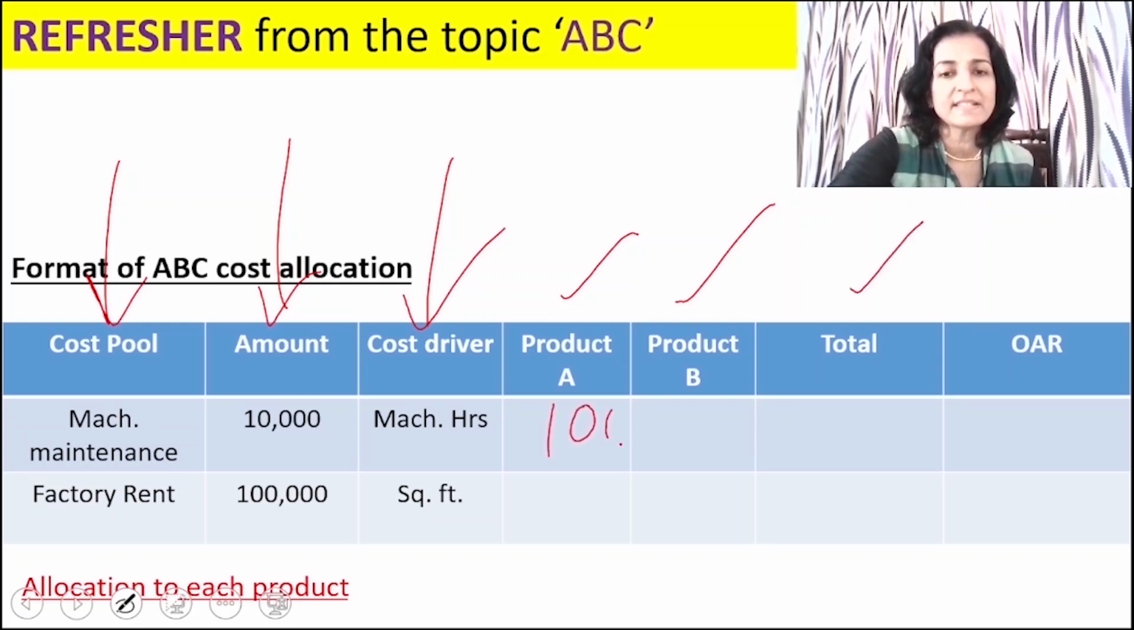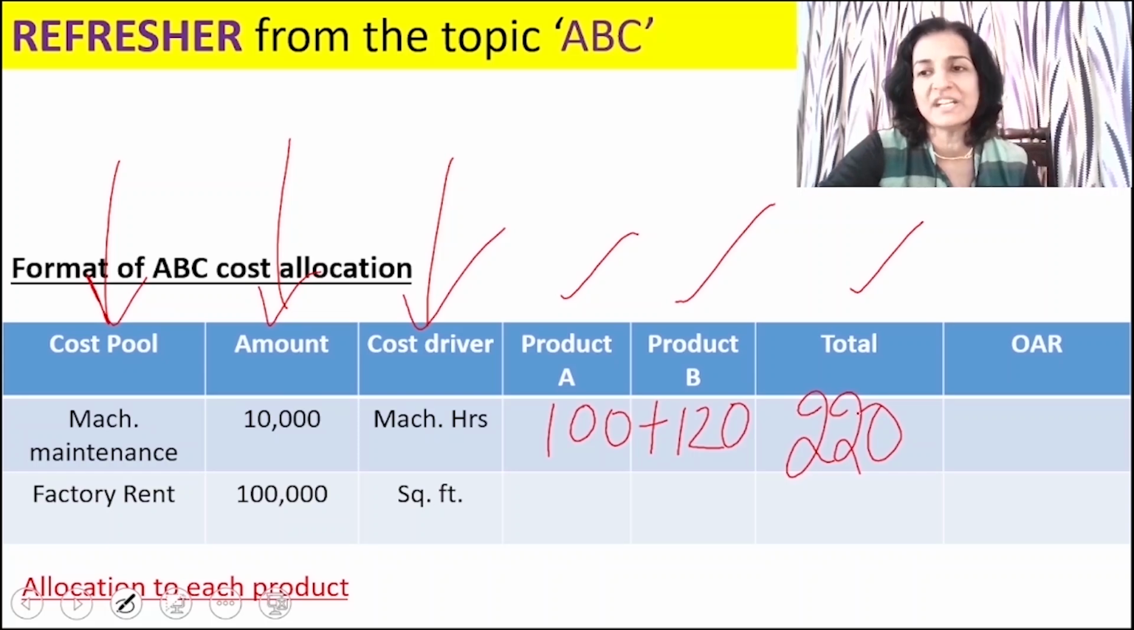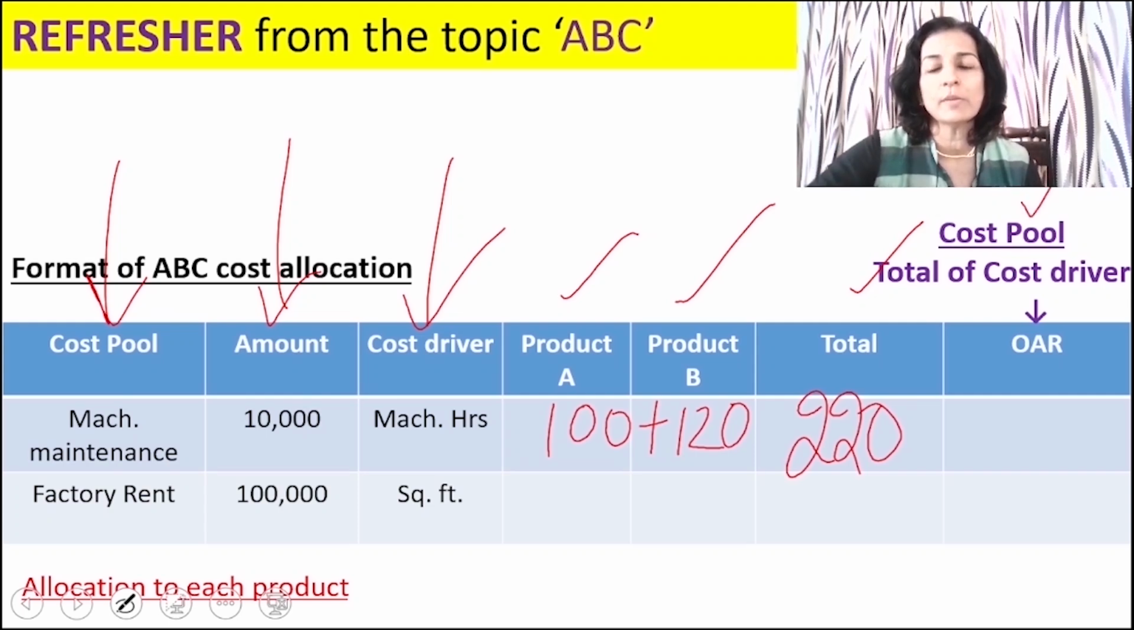Say machine hours is 100 for product A and 120 for product B. Then the total of cost drivers will be 220 machine hours. And the last column is OAR or the overhead absorption rate. That is given by the cost pool amount divided by the total of cost drivers.